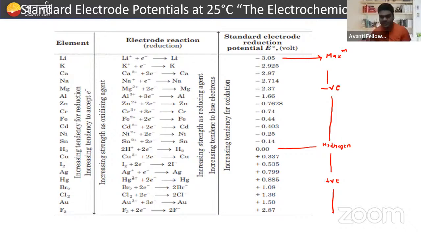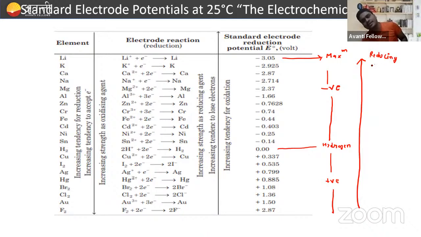Above hydrogen, the electrodes have negative reduction potential values, and below, all are positive. Always remember. Let me first explain what happens when we move upward, that is from F2 to lithium. We know that the reducing character increases. So if we move from bottom to top, the reducing character, or reducing property, increases. Similarly, when we move from top to bottom, the oxidizing nature will increase.